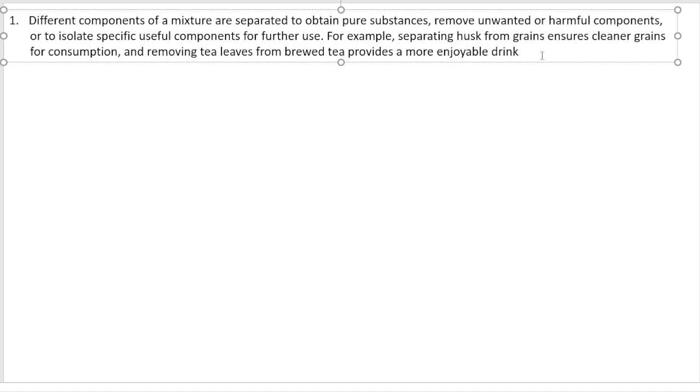So our answer is, different components of a mixture are separated to obtain pure substances, to remove unwanted or harmful components, or to isolate specific useful components for further use. For example, separating husk from grains ensures cleaner grains for consumption. And second is removing tea leaves from brewed tea provides a more enjoyable drink.